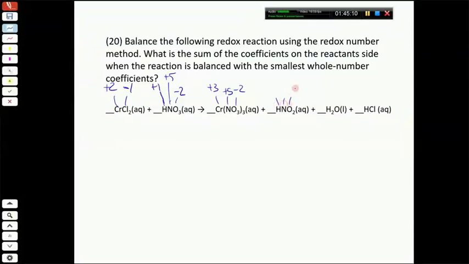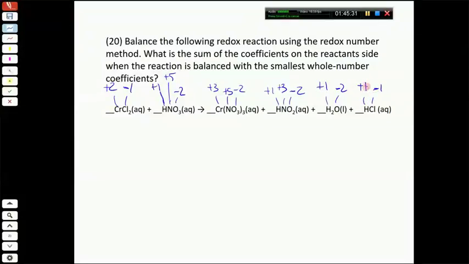HNO2, +1 for hydrogen, -2 for oxygen. 2 -2s and a +1 is a -3, so we need a +3 on nitrogen to balance that. And then we have water and HCl, which are the easier of the two. So -2 and +1 for water, and then +1 and -1 for HCl.